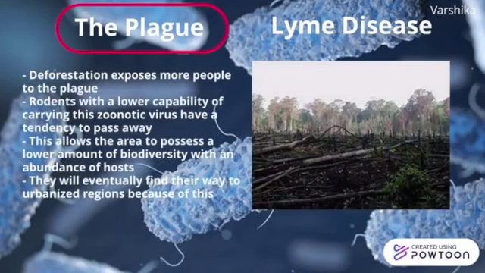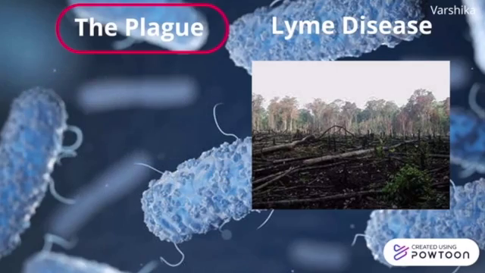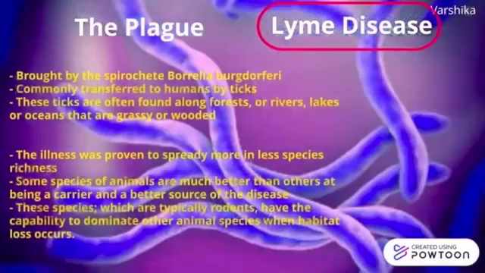Deforestation done for the expansion of agriculture increases the exposure to it, as the rodents who have a lower capability of carrying this virus have a tendency to pass away, allowing the area to possess a lower amount of biodiversity with an abundance of hosts. Due to the lower amounts of biodiversity, they will eventually find a way to urbanize regions, increasing the chance of a flea jumping onto humans.